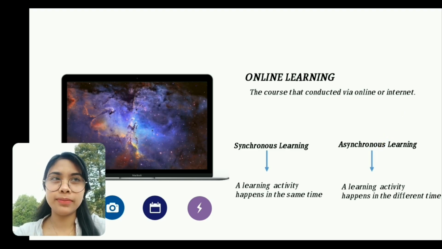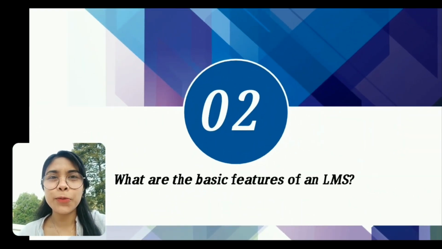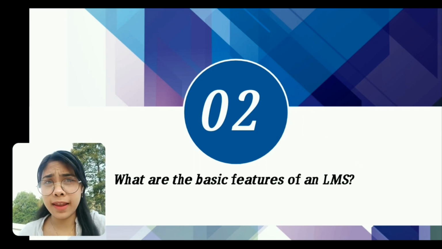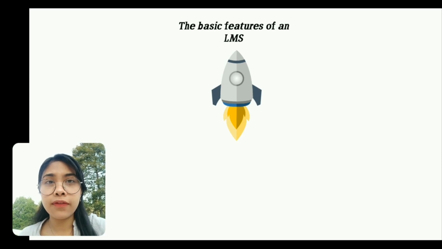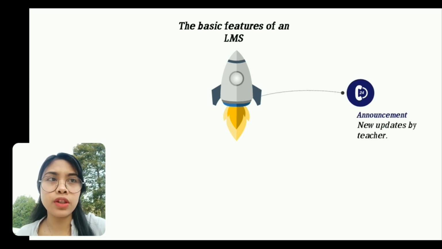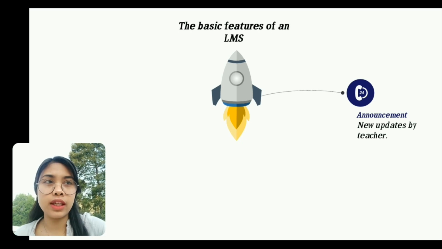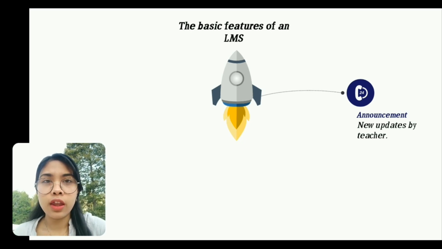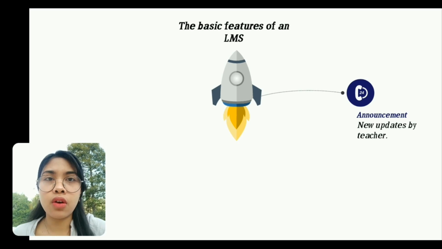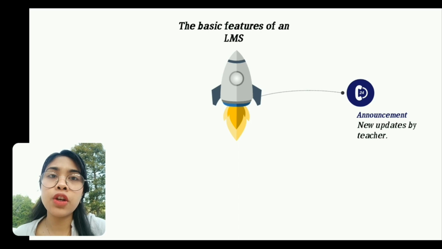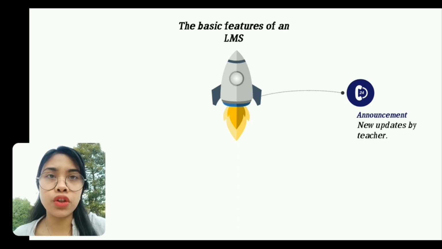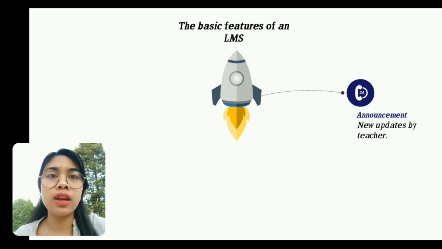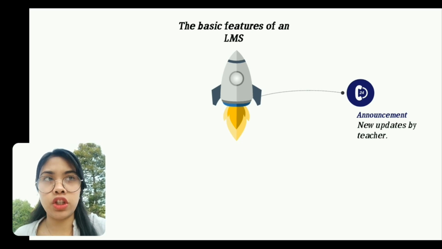Next question. What are the basic features of an LMS? There are so many features of an LMS. The first is announcement. Announcement is the new update from the teacher. This is the new reminder or notification that the teacher gives when she or he gives a new assignment or new project for the students to do, and it will appear in the notification section.